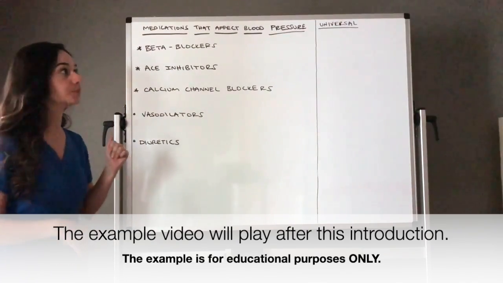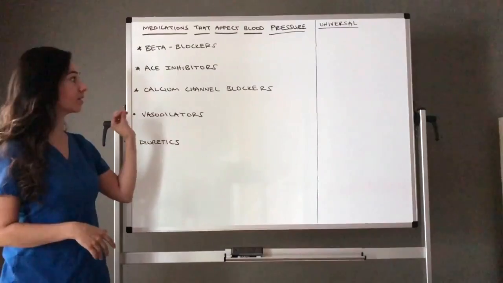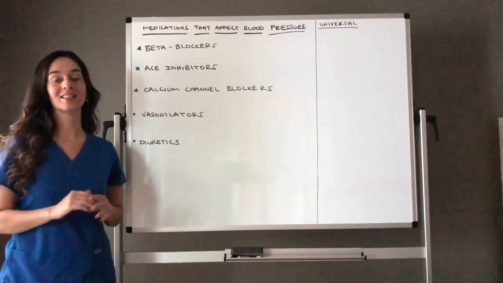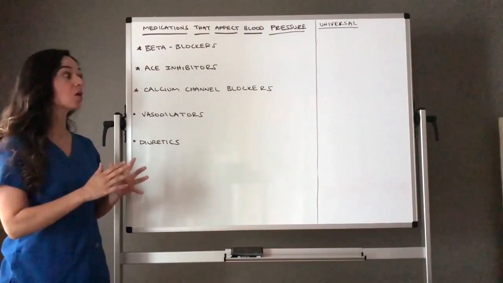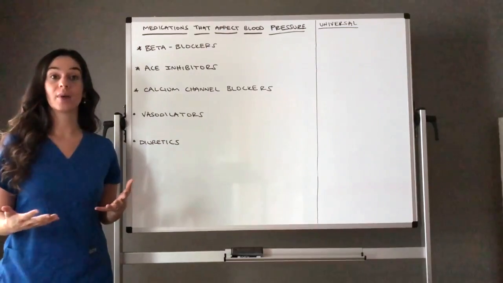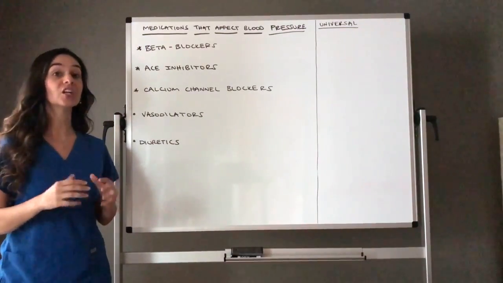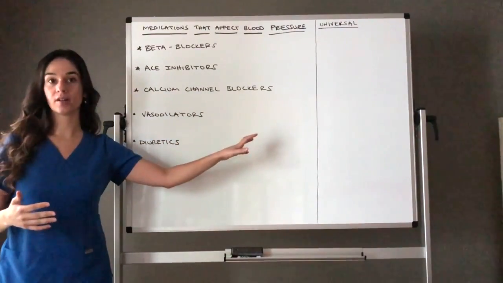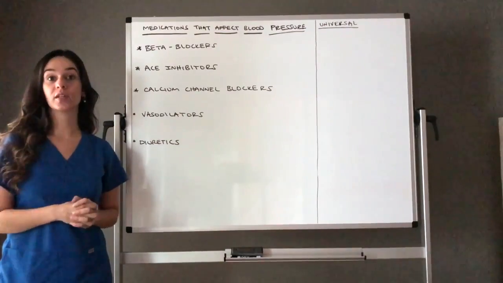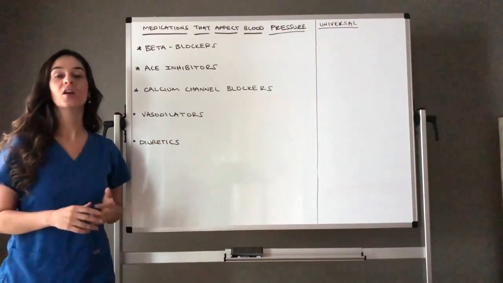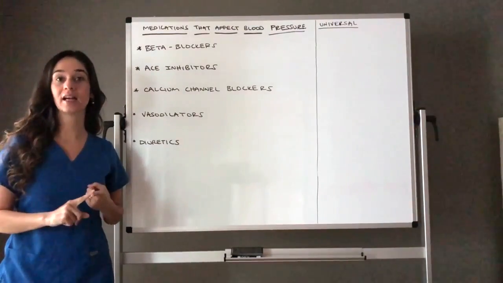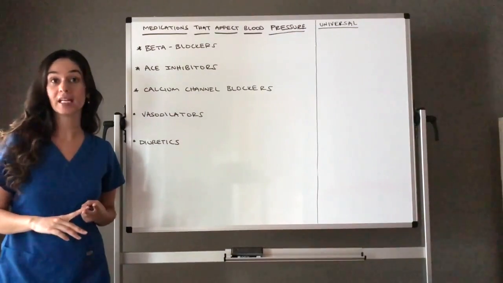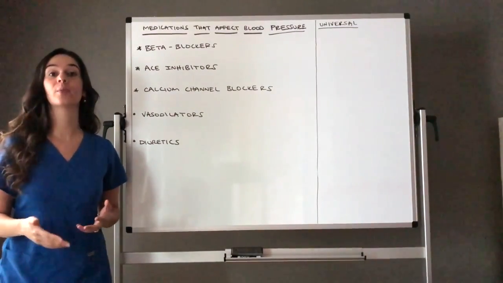So just to give you an example, beta blockers, ACE inhibitors, calcium channel blockers, vasodilators, and diuretics. All of these drug classes decrease a client's blood pressure. So they work similarly in the body. Yes, they do have differences, but universally, they have a lot of things in common. So on one side of your chart, I do all universal implications related to all these drug classes. For instance, of course, you have to assess a client's blood pressure prior to administering any of these medications. You would hold the medication if the client was hypotensive or their blood pressure was low.